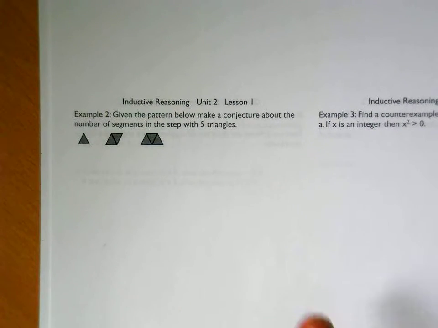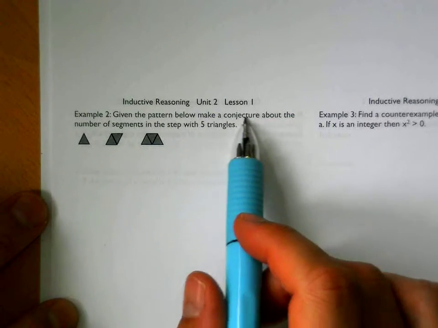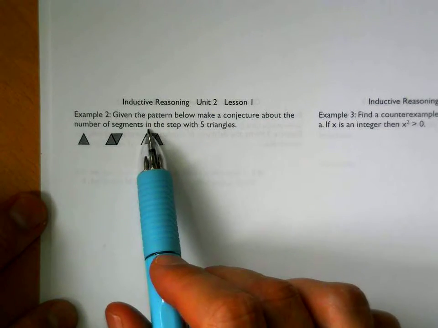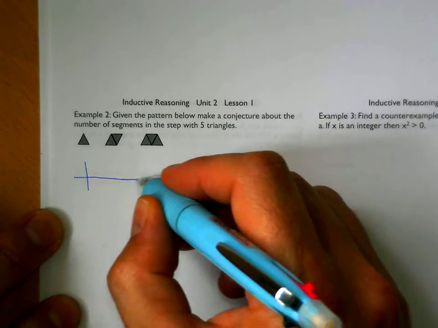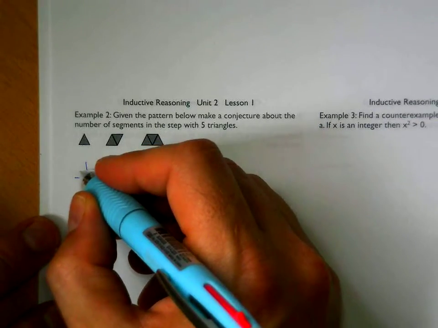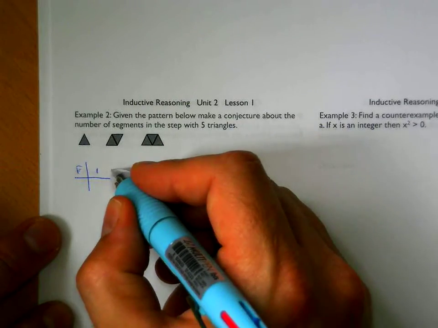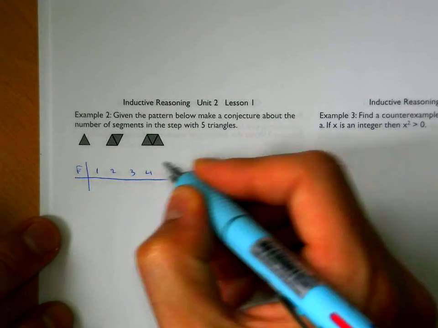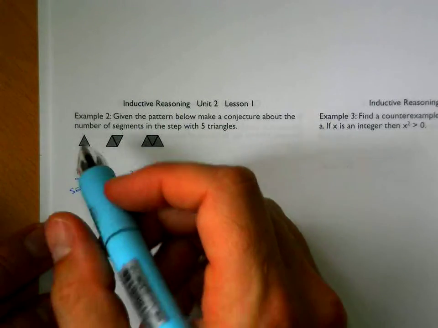Here we've got not a number pattern, but a pattern of shapes, and so we see, given the pattern below, make a conjecture about the number of segments in the step with 5 triangles. Okay, well, a tool that we can use to help find patterns is to make a table. So here we're going to have the figure number 1, 2, 3. We want to get out to the 5th one, and then down here we'll just put the thing that we're trying to count. In this case, the segments.